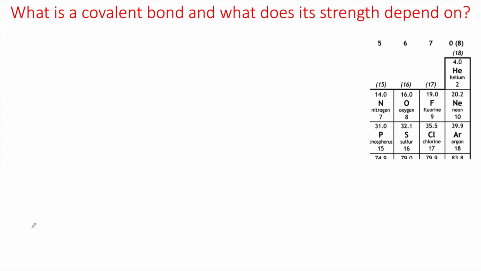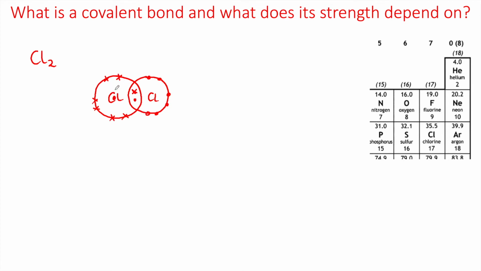So in this short video, we're going to see what a covalent bond is and what the strength of the bond depends on. Well, first of all, let's take a chlorine molecule. It's in group 7, so it only needs to share one electron to gain a full outer shell. So that means a chlorine molecule only has one covalent bond, which is a shared pair of electrons. So that's the diagram we draw when we're explaining a covalent bond.